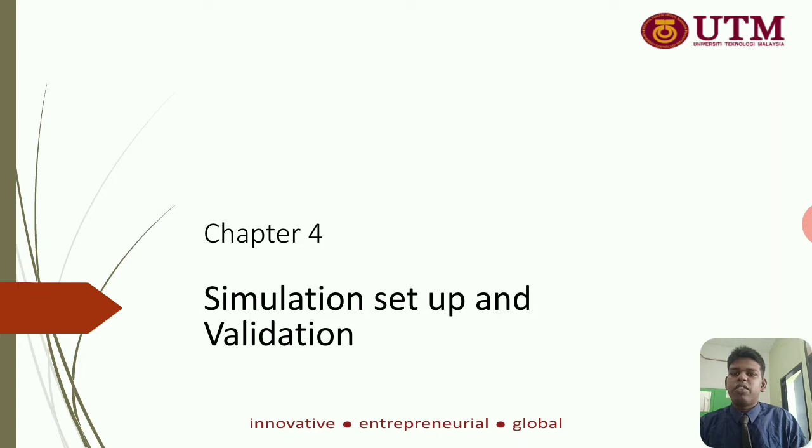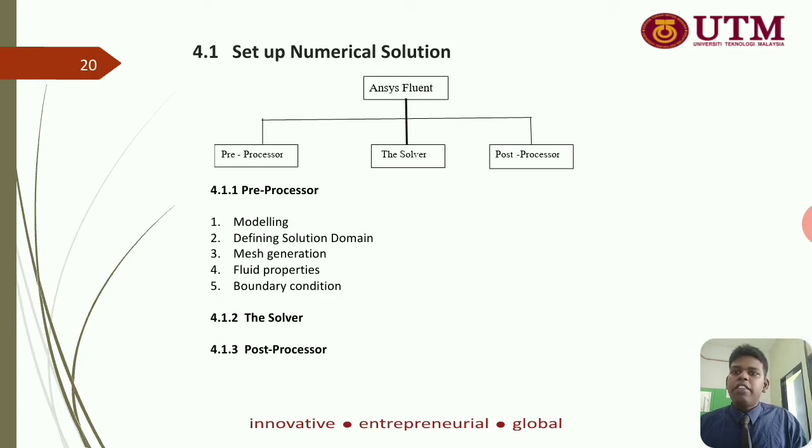Chapter 4 on simulation setup and validation. ANSYS Fluent has 3 stages. The first one is the preprocessor, the solver and the post-processor. Under preprocessor we have modeling, defining solution domain, mesh generation, fluid properties and boundary condition.